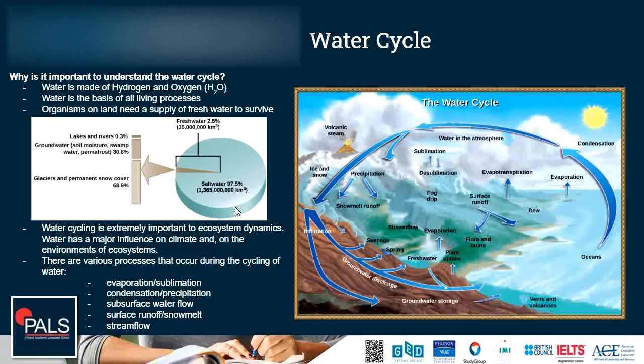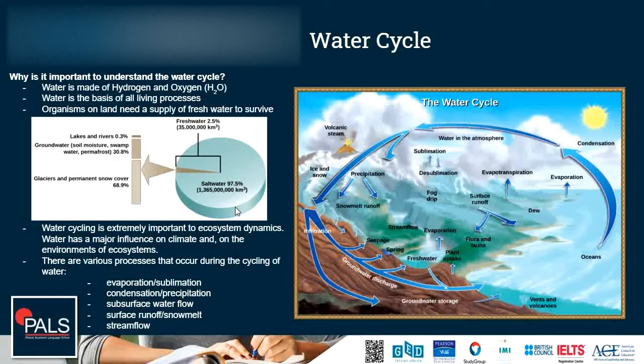97.5% of that available water is in the form of salt water, and only 2.5% is fresh water. And on top of that, of these 2.5%, only 0.3% is in lakes and rivers. More than 99% is locked up in glaciers or permanent snow cover, or in groundwater, soil moisture, swamps, and permafrost. Water cycling is thus extremely important to ecosystem dynamics.